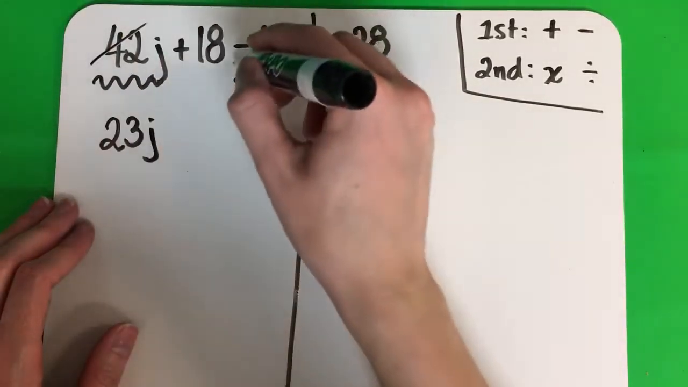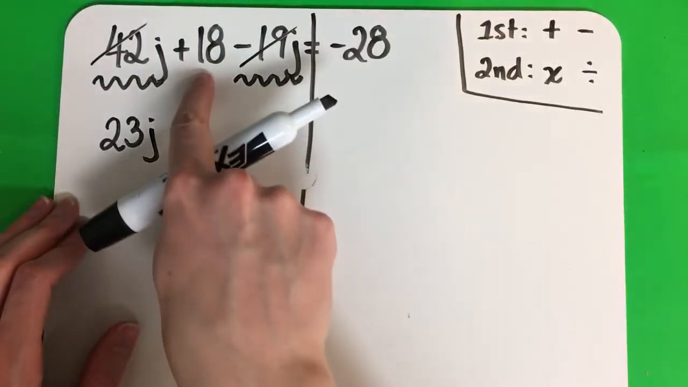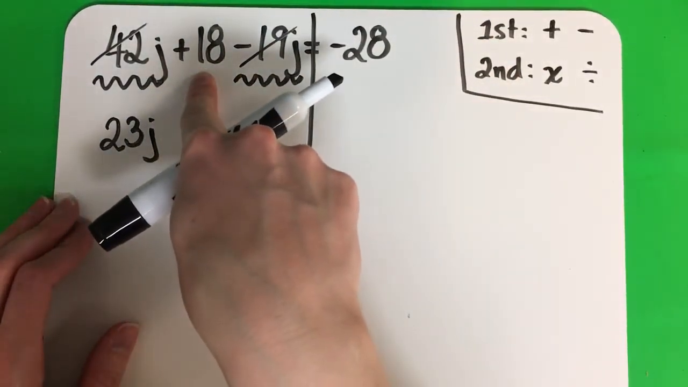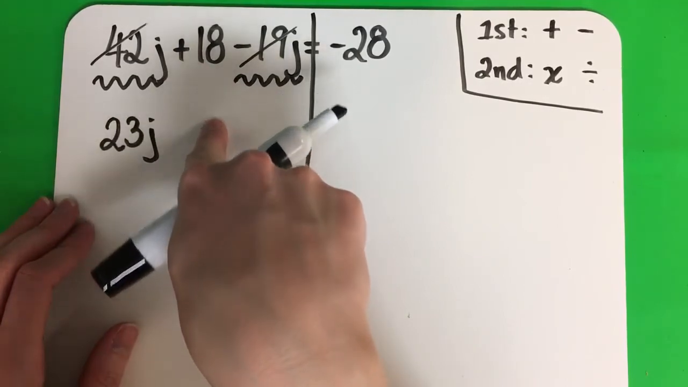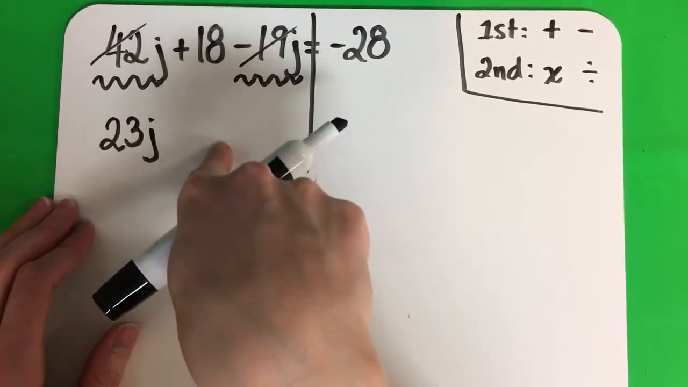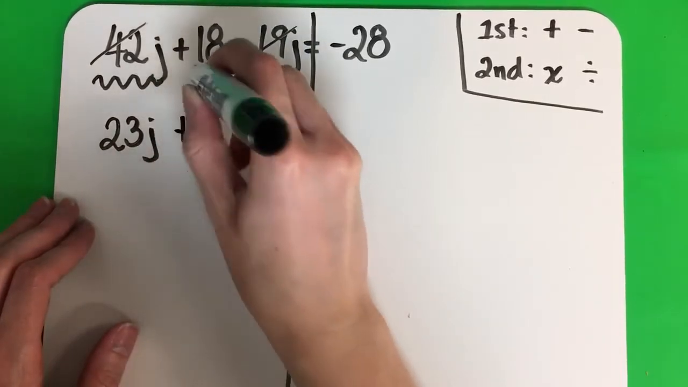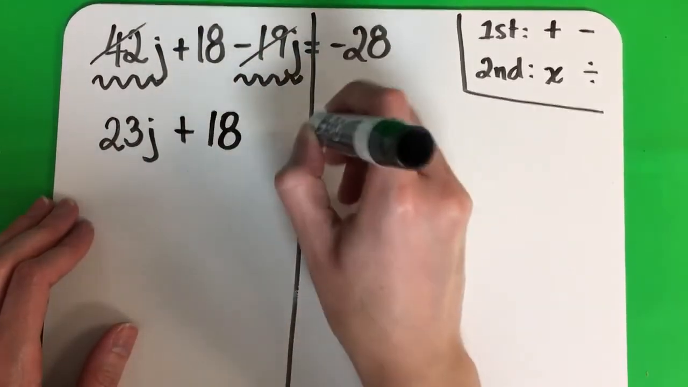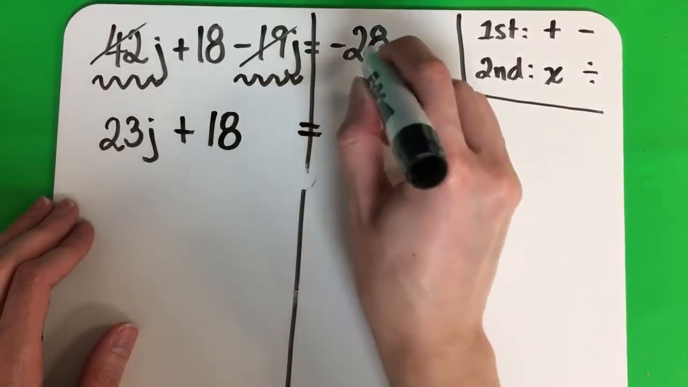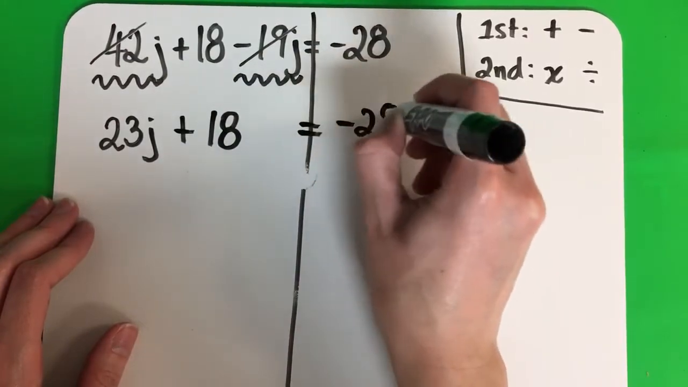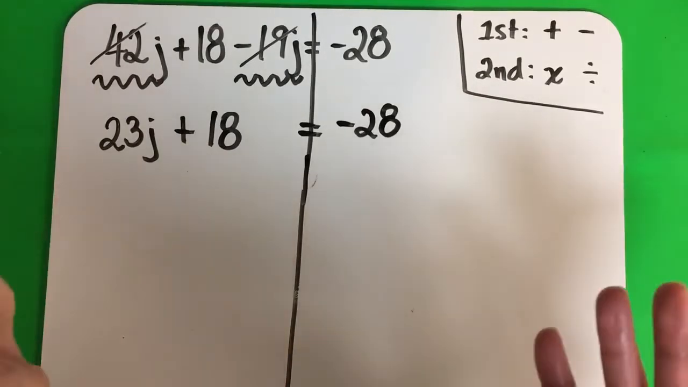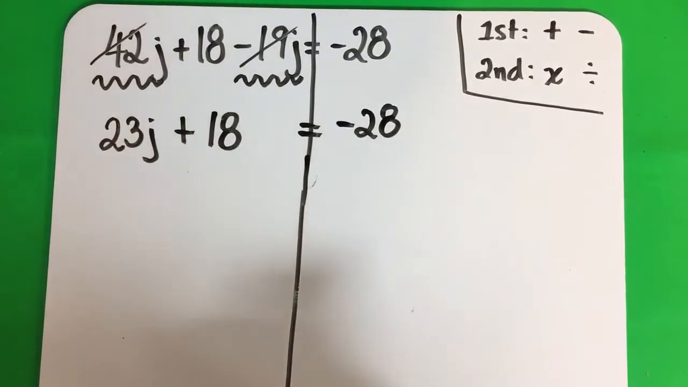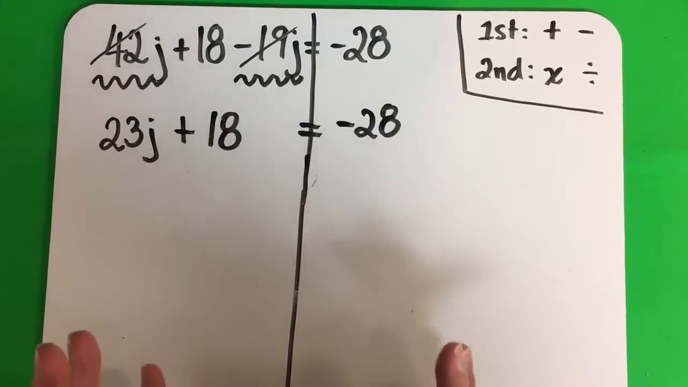So, done. This one does not have a partner, so copy it down. Este número no tiene pareja, entonces puede copiar. Plus 18 equals, igual, copy negative 28. Now it's the same like normal. Ahora es normal. So my goal, mi meta, is the letter alone, la letra sola.